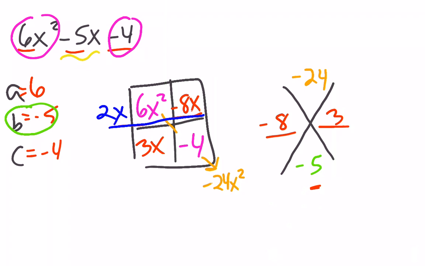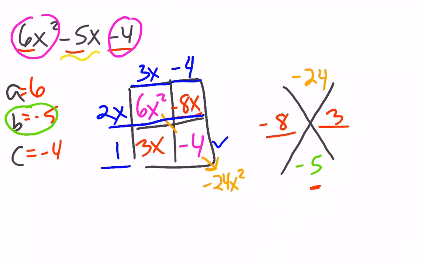2x. Now I'm going to fill in the top. What do I multiply to 2x to get 6x squared? 3x. What do I multiply by 2x to get negative 8x? Negative 4. What do I multiply to 3x to get 3x? 1. And double check your last box. 1 times negative 4 does give me negative 4.